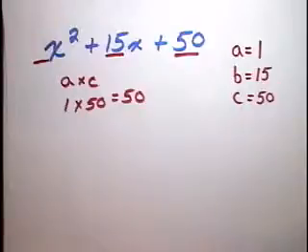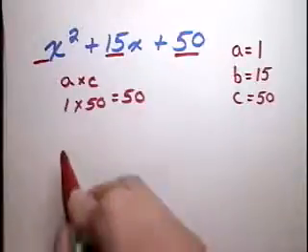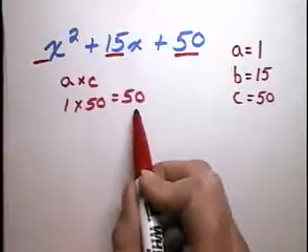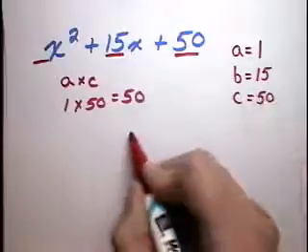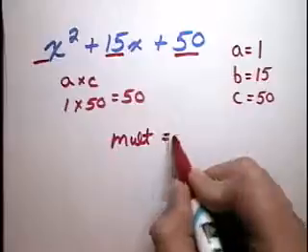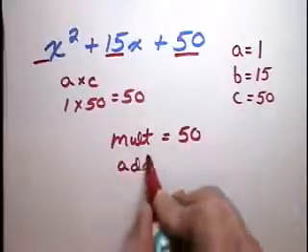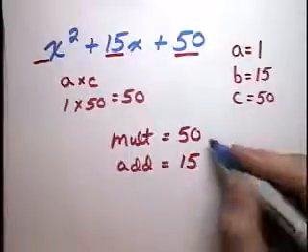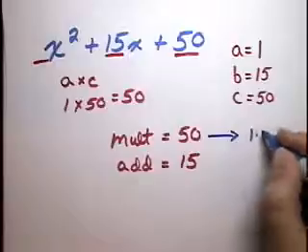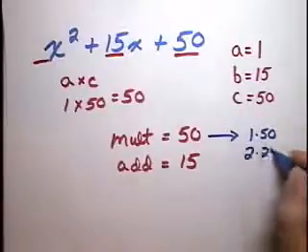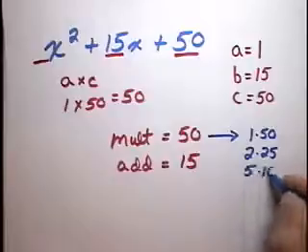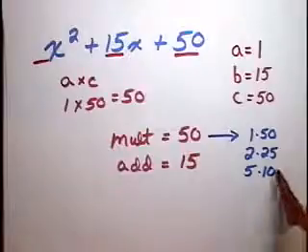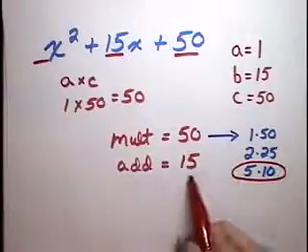Now what we need to do is to find two numbers that multiply together to give us that product, but when they're added together, they give us b. So I'm looking for two numbers that multiply together to give me 50, but they add together to equal 15. Well, let's look at some of the things that multiply together to give me 50: 1 and 50, 2 and 25, 5 and 10. And you can see very quickly then that the 5 and 10 would add together to give me the 15 that I'm looking for.